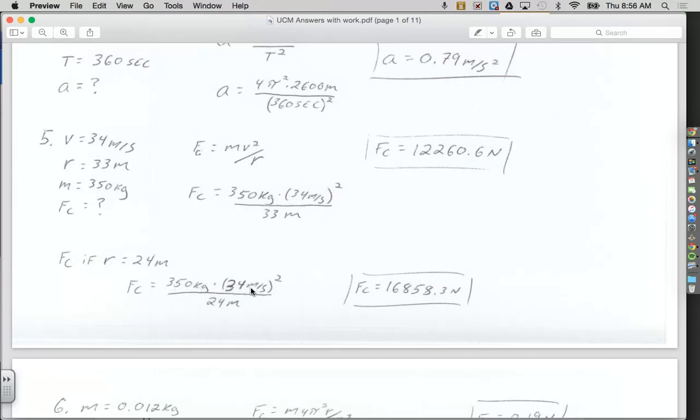My speed is 34 meters per second. Again, don't forget to square it. And I divide that by 24 meters. And that gives me a much larger centripetal force of 16,858.3 newtons, which means it takes a lot more force to hold you on a sharp turn than a much wider turn. And that's the end of number 5.